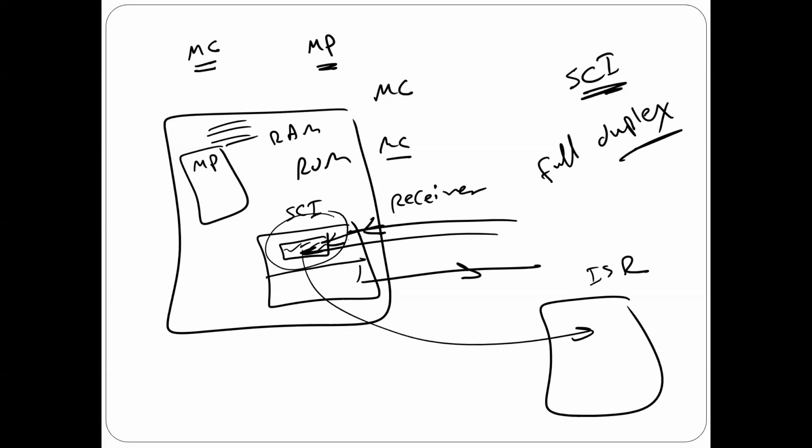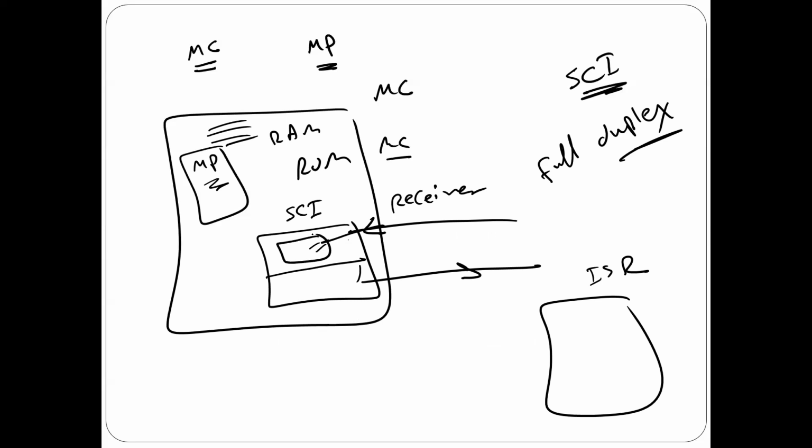Why is it so simple? Because the difficult work is already done by the hardware circuit. From the microprocessor's point of view, it's just an interrupt. Once I'm interrupted, I just read the register, and after I read the register, I take the one byte received. Same thing for when you transmit.